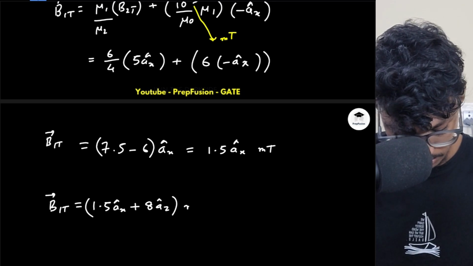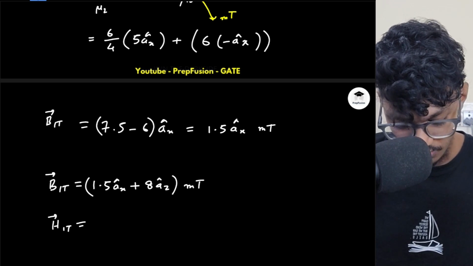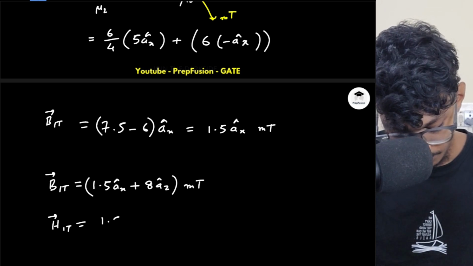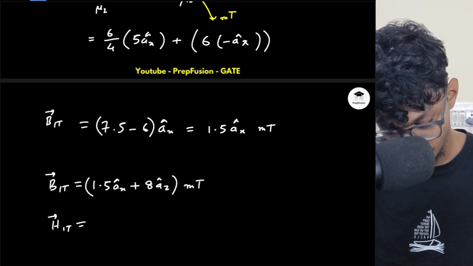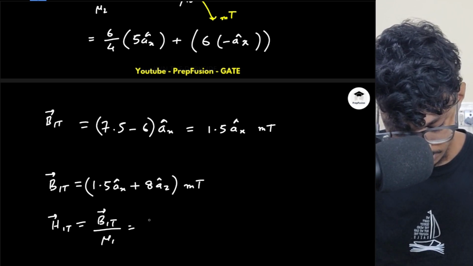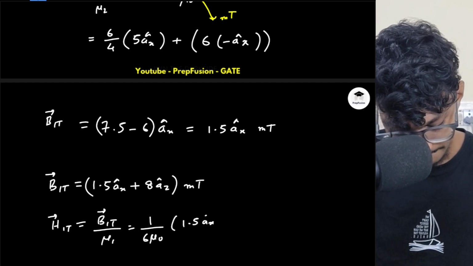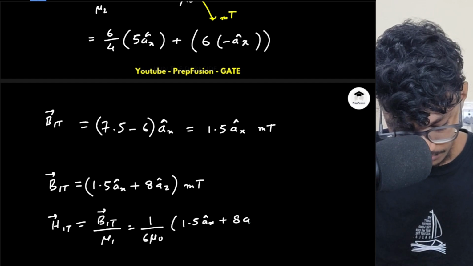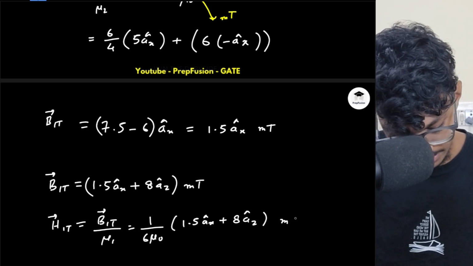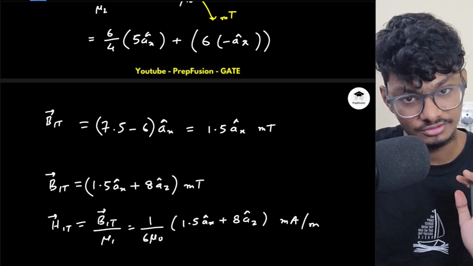What if I want to find it in terms of H1t, right? What is H1t? H1t will simply be B1t divided by mu1. So if I divide by mu1, just the constant term will be there, that is B1t divided by mu1, that is 1 by 6 mu naught into 1.5 ax plus 8 az in milliampere per meter. Okay, so this will be the answer to this particular question.